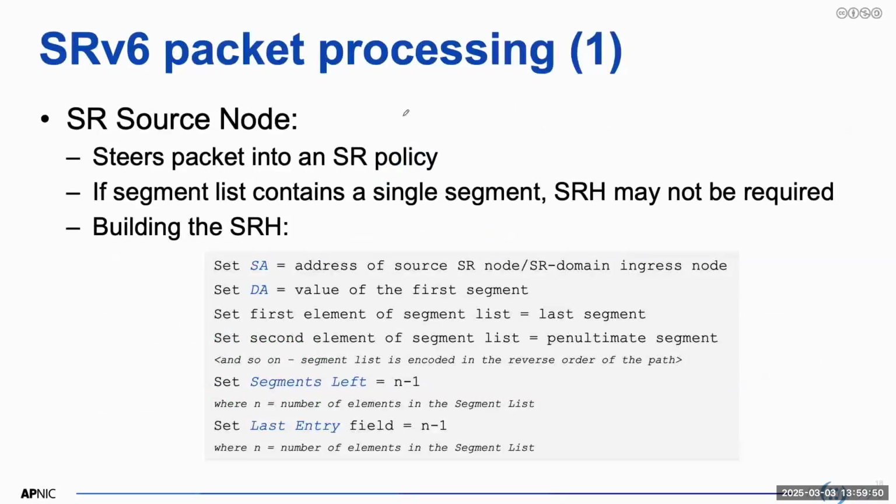So how does the source node process the packet? When the source node receives the packet, there could be a policy or no policy. In that case, it needs to create the list of segments, and the SRH could be required or not required. Remember, in some cases we do not need the segment routing header to be attached, because we just want to make sure that the packet reaches the end node, so we can just specify that end node in the destination address.